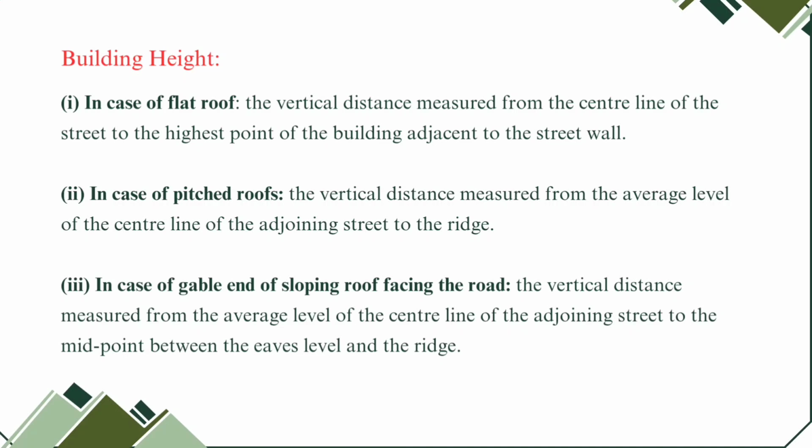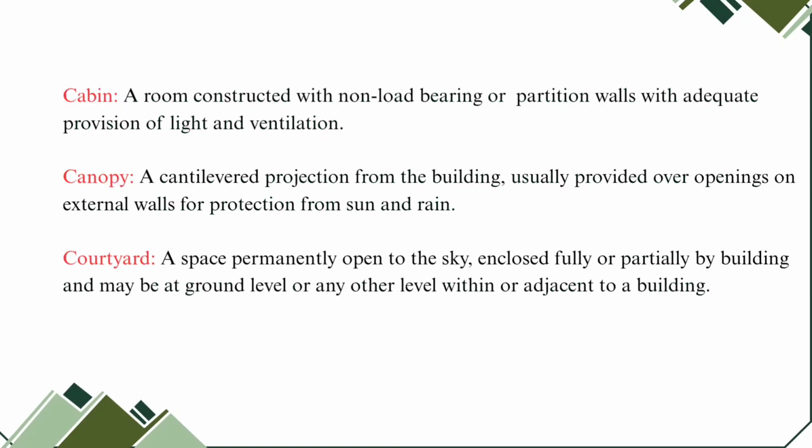And in case of the gable end of sloping roof facing the road, the vertical distance measured from the average level of the center line of the adjoining street to the midpoint between the eaves level and the ridge is known as building height. Now the next is cabin. A room constructed with non-load bearing or partition walls with adequate provision of light and ventilation. Canopy is nothing but the cantilever projection from the building usually provided over openings on the external walls for the protection from the sun and rain.